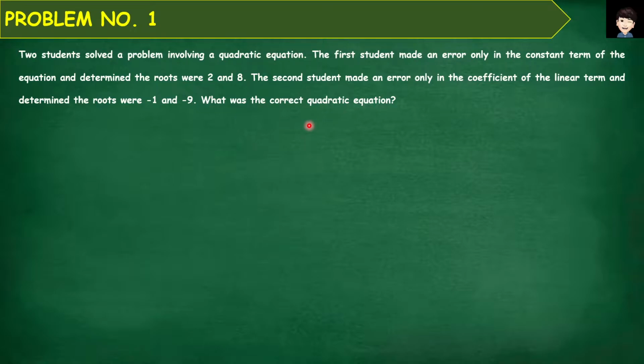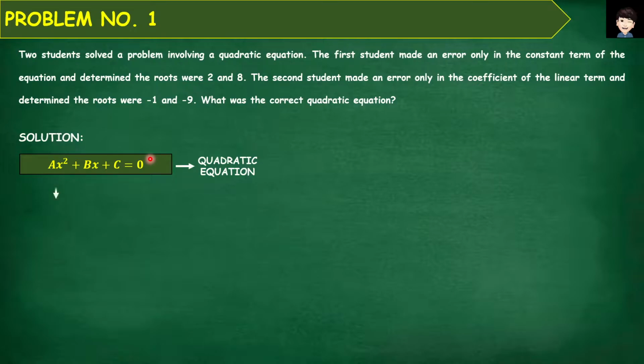So first thing to know, kailangan nating malaman kung ano ba yung quadratic equation. So ax squared plus bx plus c equals 0. This is the general form of a quadratic equation. So quadratic equation composes of terms. We have quadratic term for ax squared, linear term for our bx, and constant term for our c.